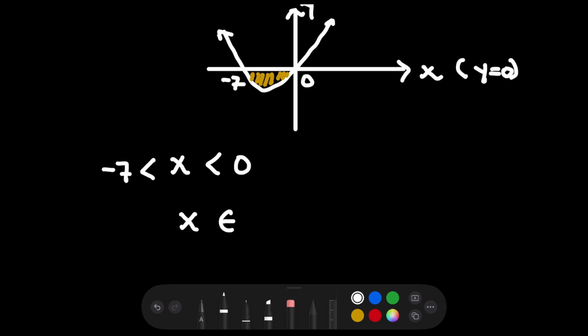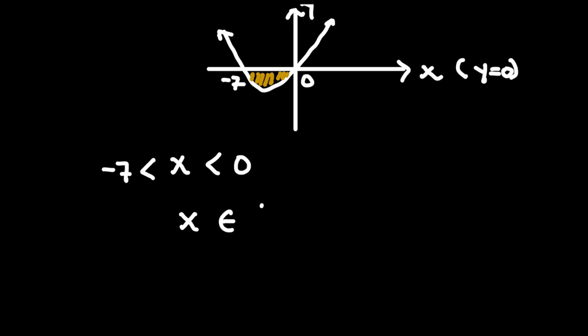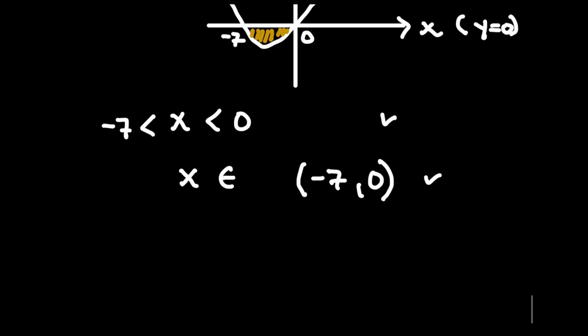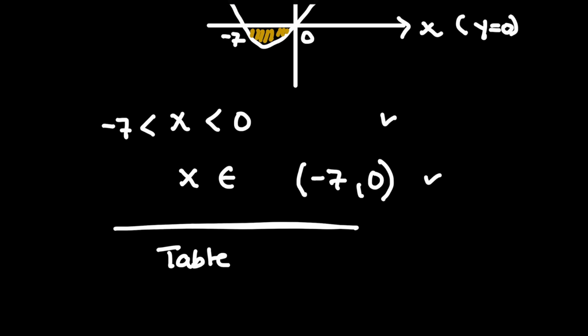Or we can express it in this form: x is an element of minus 7 to 0. Let me write that properly. x is an element of minus 7 to 0, right? Whichever representation you prefer, it's all cool. And then let me show you how you can do this using the table method.